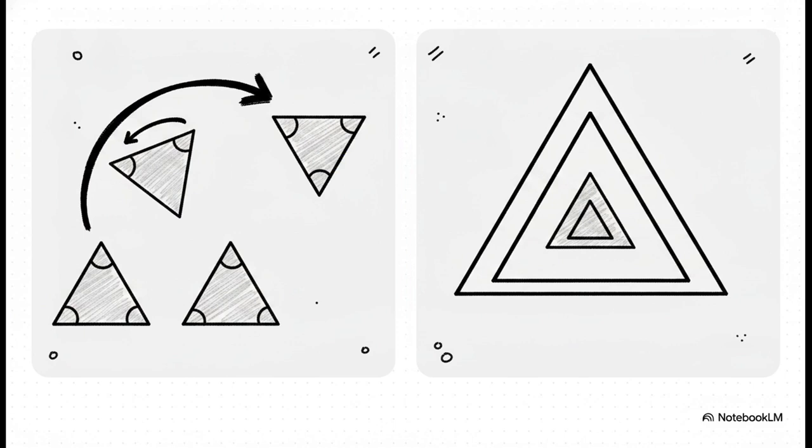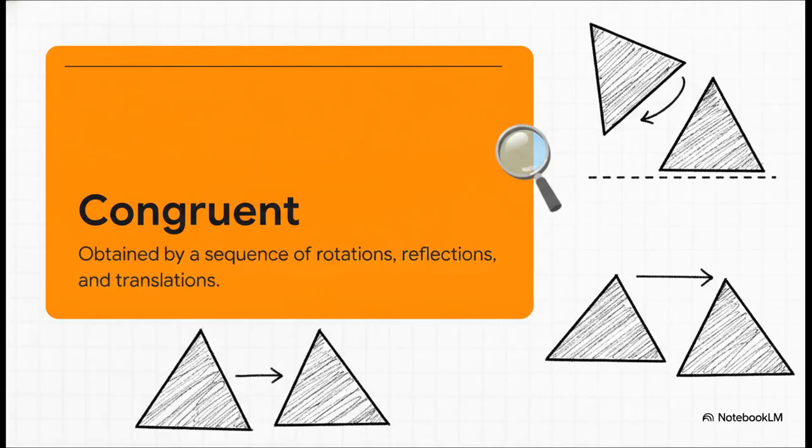But then, on the flip side, we have similarity. Similarity takes all those rigid motions and throws in a real game changer: dilations. With similarity, the shape stays exactly the same, but the size? That can completely change.